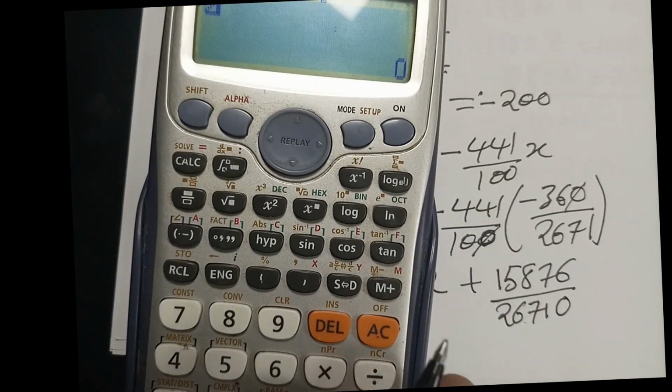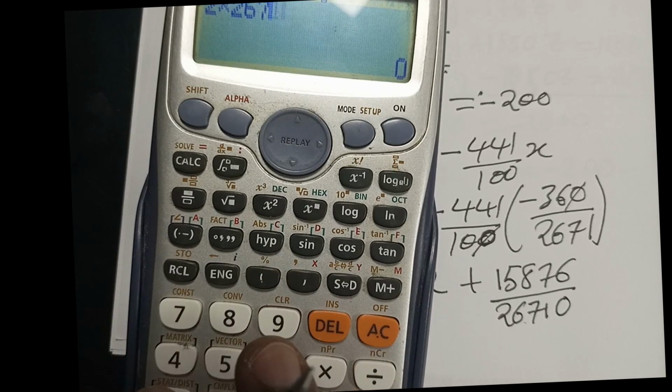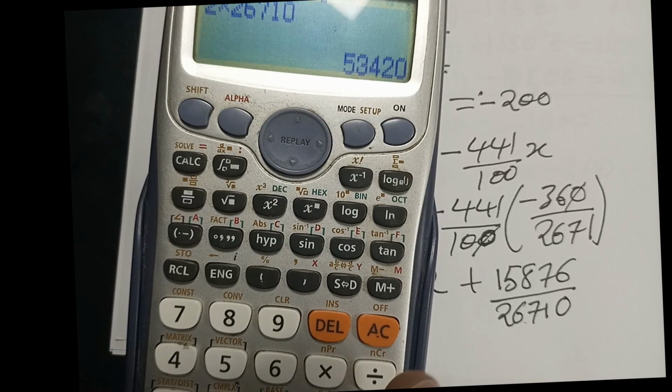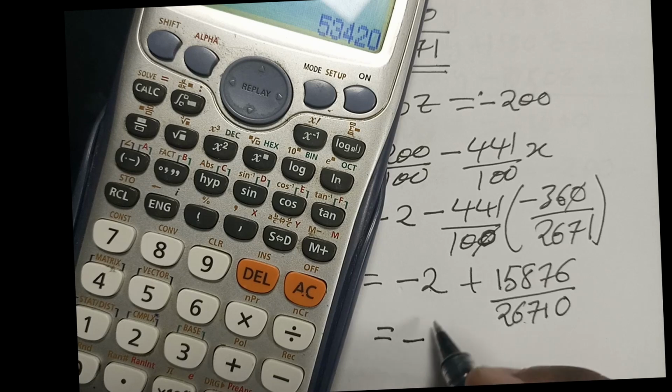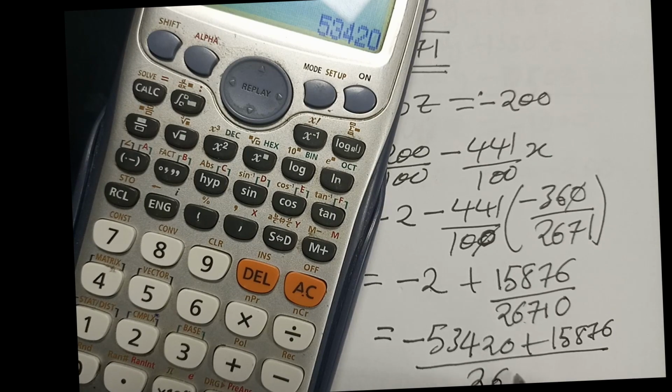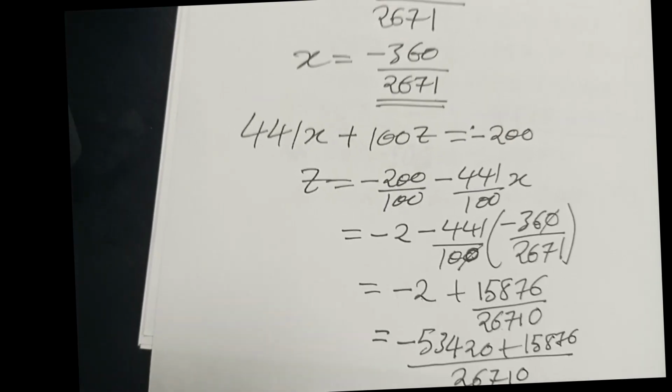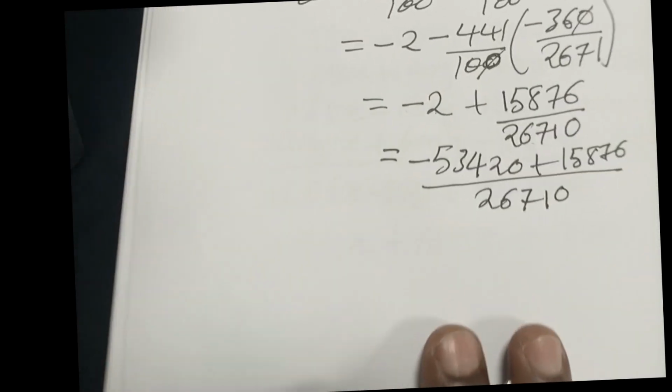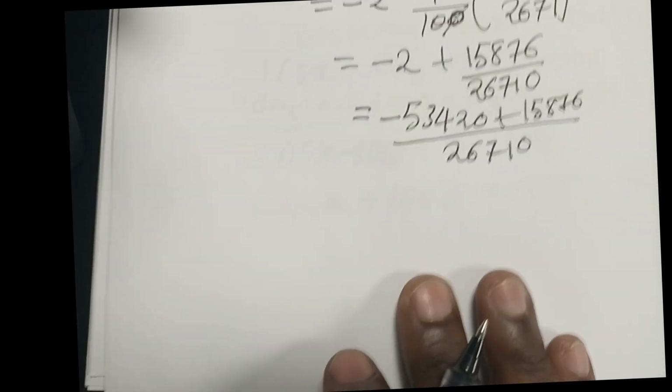We are talking about 2 times 26710. So we should have negative 53420 plus 15876, everything 26710, like that. From there we continue.